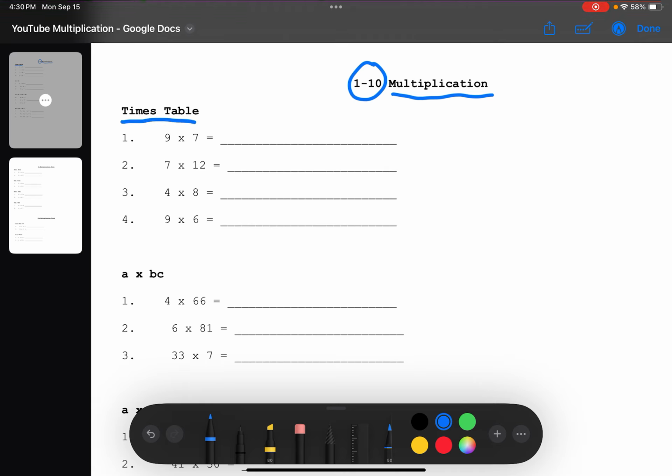So the first one is times table. There's only 4 questions, but there's all these different times tables that I want you to have memorized, like 1 through 12. That way it can be so easy for you guys to answer it really quickly and have these as time savers. So for instance, 9 times 7, that's 63. 7 times 12 is 84. 4 times 8 is 32, and 9 times 6 is 54. So knowing these is going to help you so much. It's going to save you a ton of time.